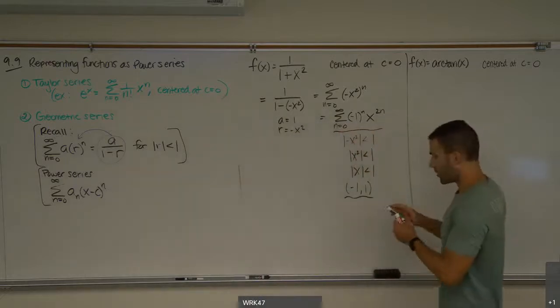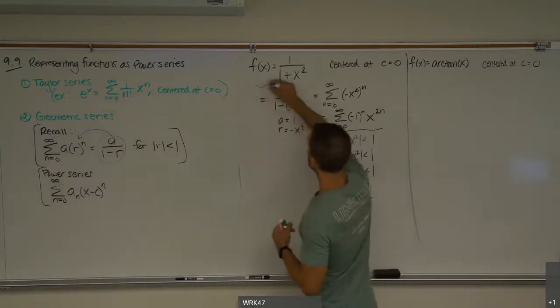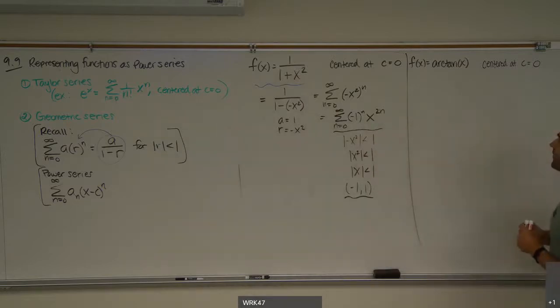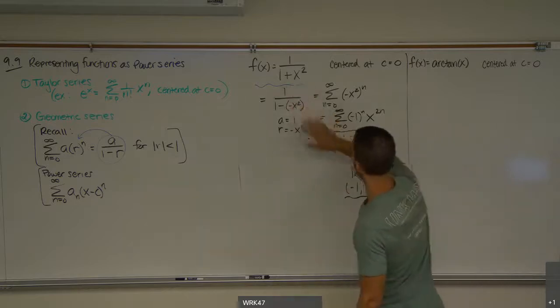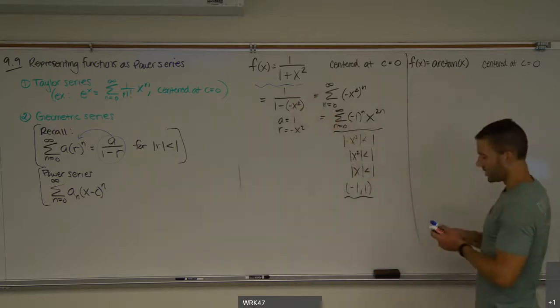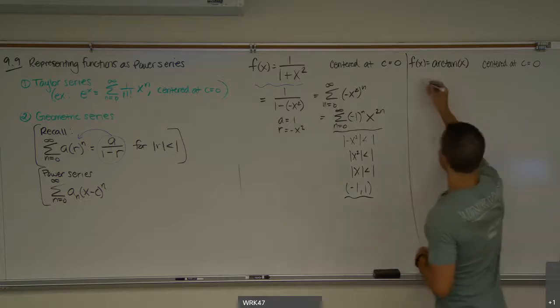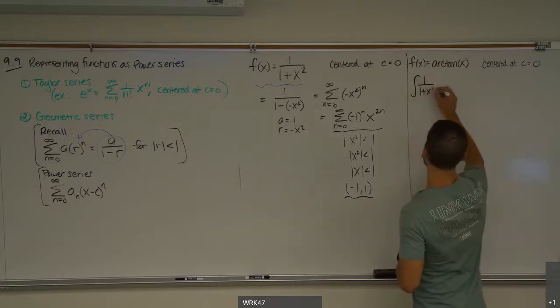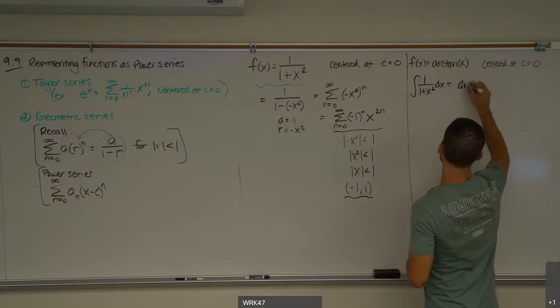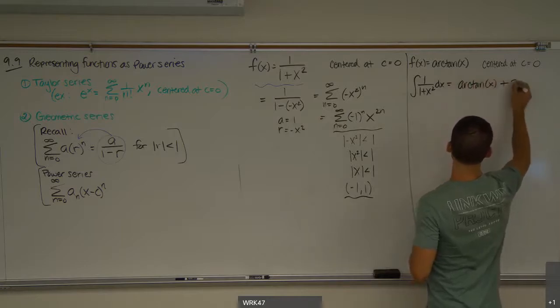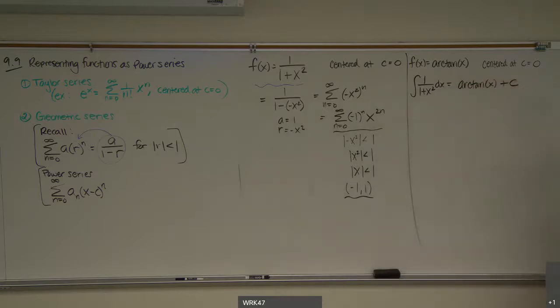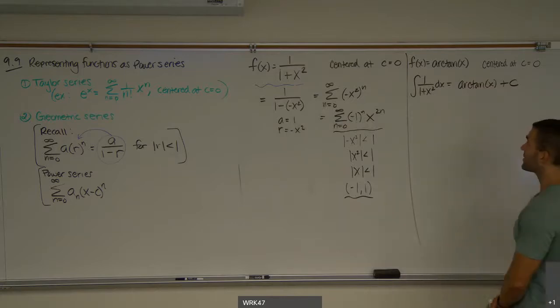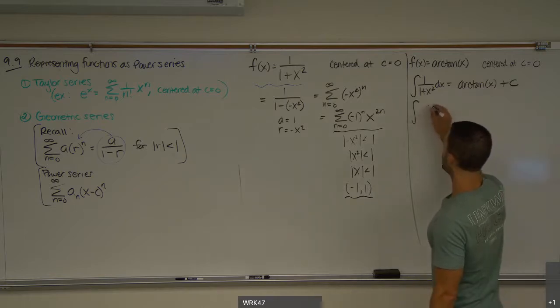However, we notice that 1 over 1 plus x squared, I hope you realize, is the derivative of arctangent. And so then, wouldn't the antiderivative of this representation be the representation of arctangent? Right? The antiderivative of 1 over 1 plus x squared is arctangent of x plus c. It's going to be important. And so if we have a representation for 1 over 1 plus x squared centered at 0, then I would get a representation for arctangent by taking the antiderivative of this representation.